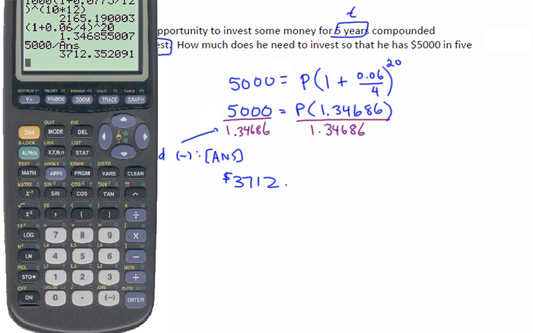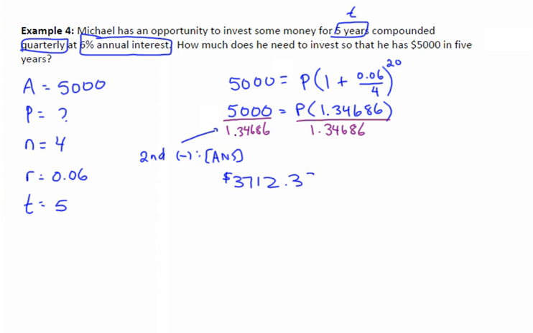35, thank you. So what does this mean? He has to invest this much to make 5,000 in how many years? 5 years, compounded quarterly. Okay, so last question I want you to try on your own.